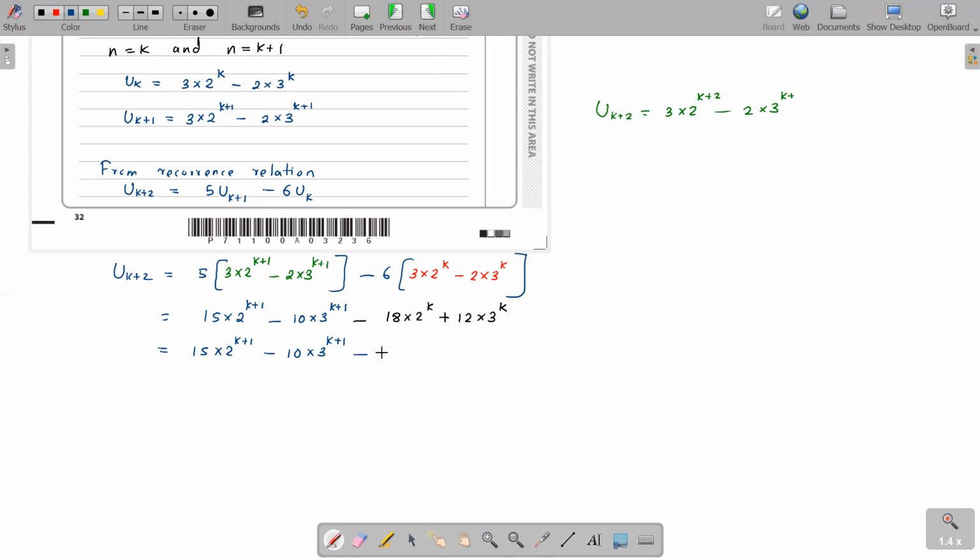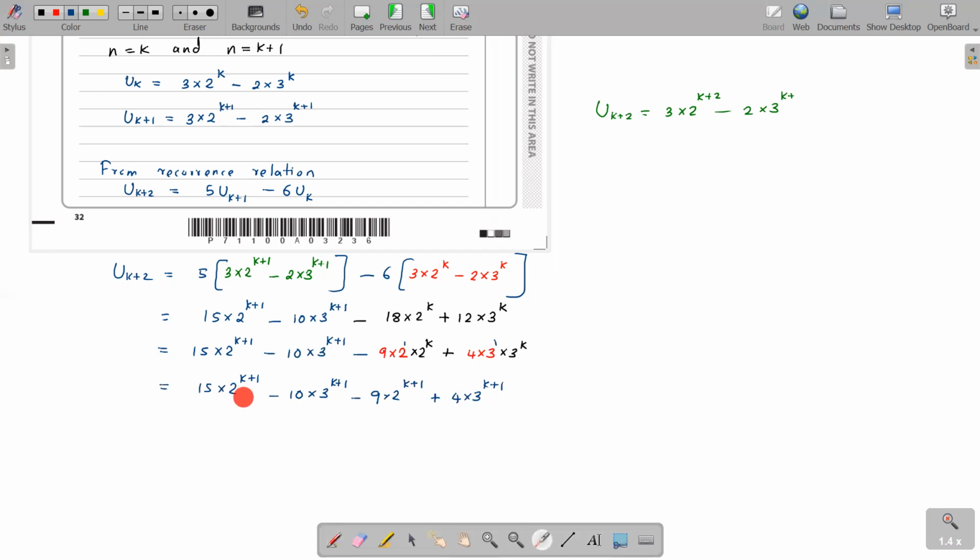So 18 can be written as what? 9 times 2. 18 can be written as 9 times 2 times 2 to the power k. Do you see what's the strategy here? 12 can be written as 4 times 3. So we get here 15 times 2 to the power k plus 1 minus 10 times 3 to the power k plus 1. Here minus 9 times what happens? 2 to the power 1 and 2 to the power k is 2 to the power k plus 1, plus here 4 times 3 to the power 1 and 3 to the power k, when you multiply, 3 to the power k plus 1. Do you see? So now I have like terms.